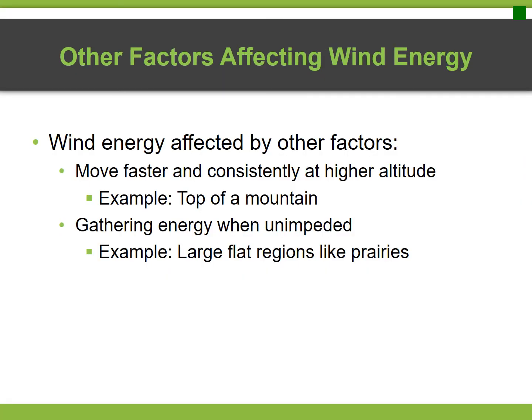All right, so what else affects wind energy other than convection? Wind energy is affected by two main other factors other than the major ones of high to low pressure systems. One is that it actually moves faster and more consistently as you get higher in altitude, so that's why it's windier at the top of a mountain versus at the bottom. The other is that it can gather energy when unimpeded. So across the Great Plains, you will have a lot more wind energy because it's been able to accumulate across it without running into buildings or trees and things like that. Imagine all of these air particles running across an open plain versus running into all of these different objects that will slow these air particles down.